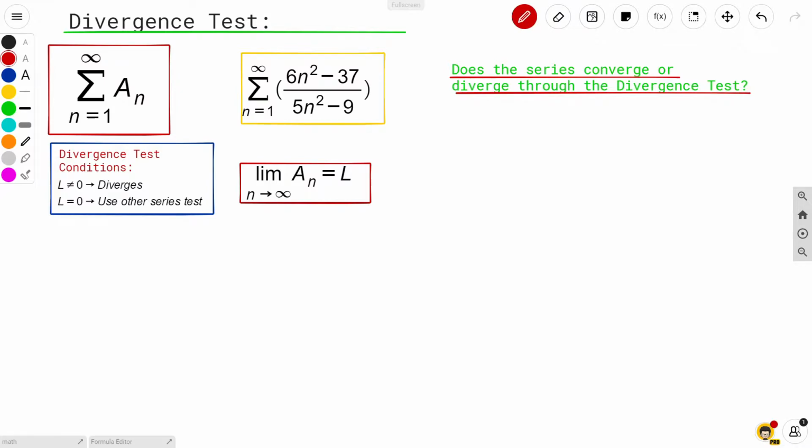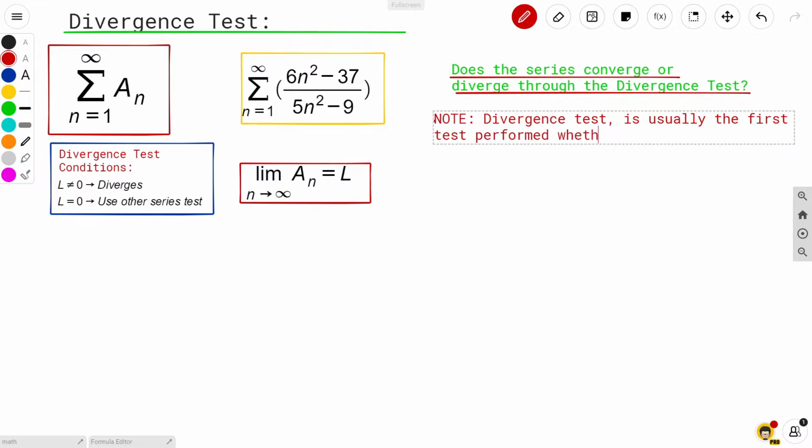So the first thing you should make a quick note of is that the divergence test is usually the first test performed in order to determine the convergence or divergence of any series.